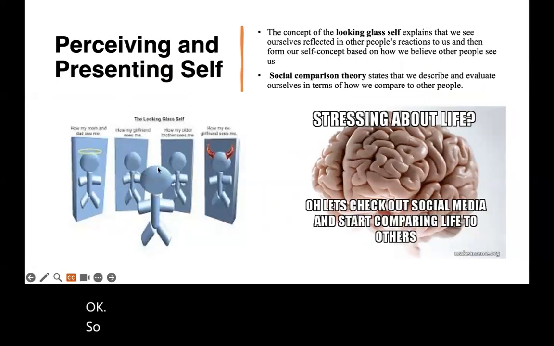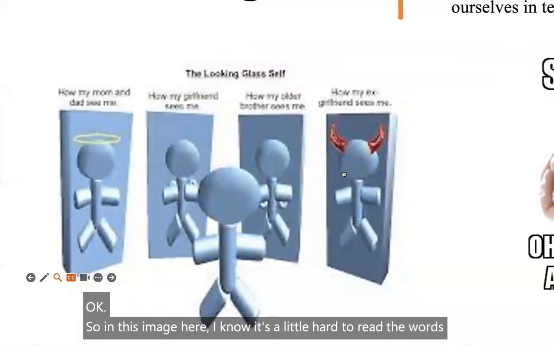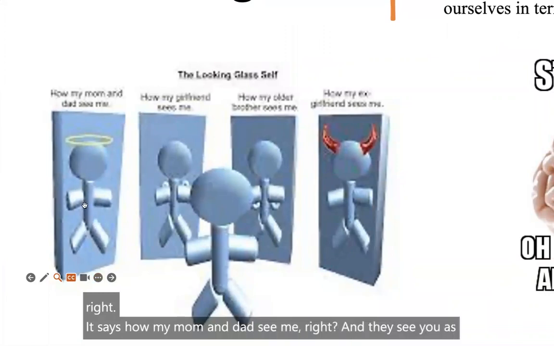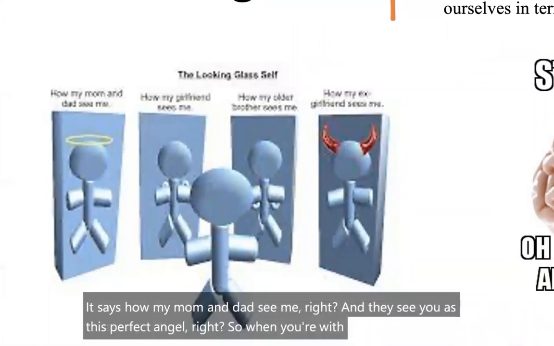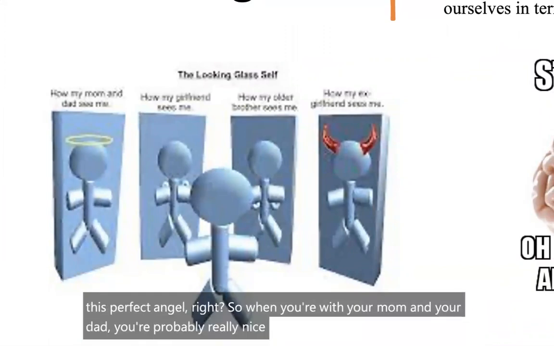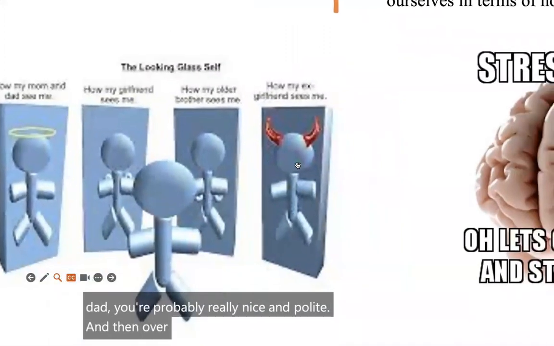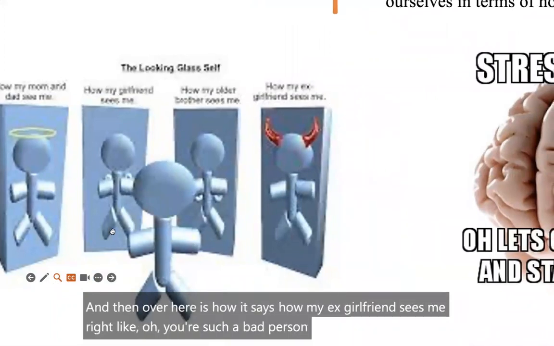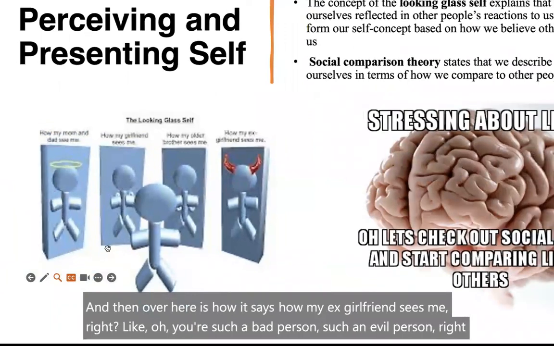So in this image here, I know it's a little hard to read the words, right? It says how my mom and dad see me, right? And they see you as this perfect angel, right? So when you're with your mom and your dad, you're probably really nice and polite. And then over here it says how my ex-girlfriend sees me, right? Like, oh, you're such a bad person, such an evil person, right? That's your looking glass self.